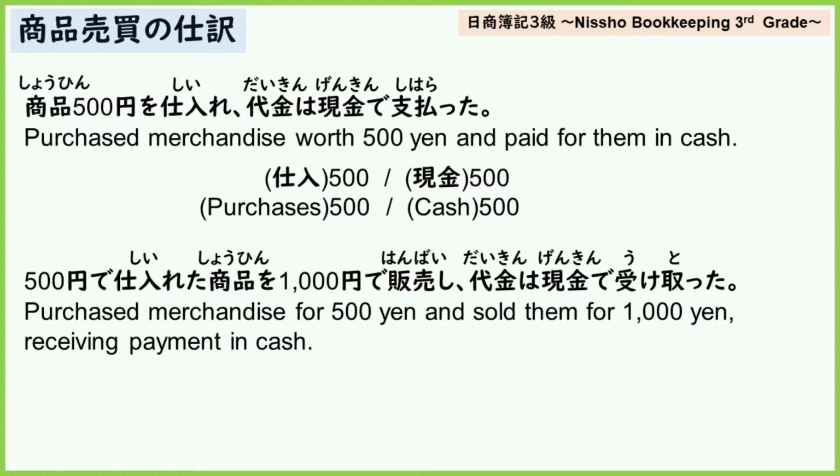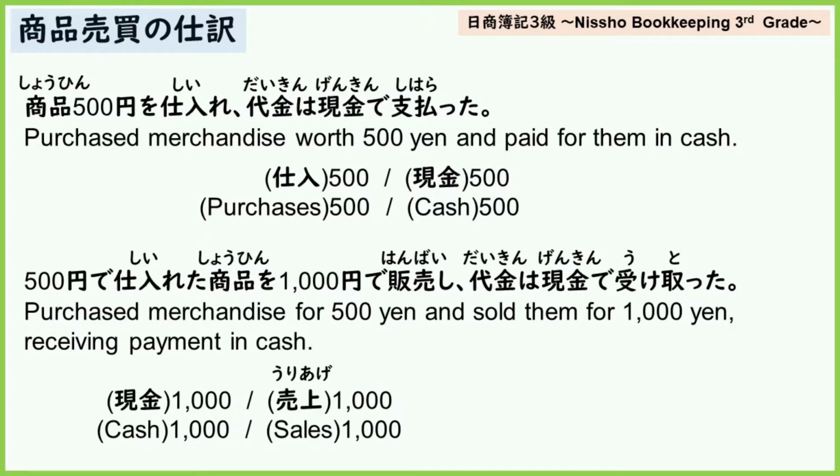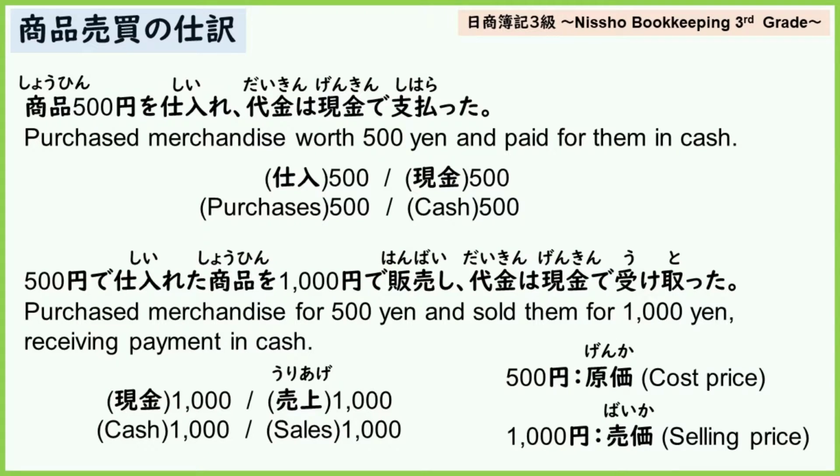Next, purchased merchandise for 500 yen and sold them for 1,000 yen, receiving payment in cash. The journal entry is as follows. Debit, cash 1,000. Credit, sales 1,000. Revenue was generated through the sale of merchandise. Therefore, the revenue, which is sales, is credited. The cost of 500 yen represents the expenses incurred in purchases, and this is referred to as the cost price. On the other hand, 1,000 yen is the price at the time of sale, and it is referred to as the selling price. Sales revenue is recorded at the selling price amount.